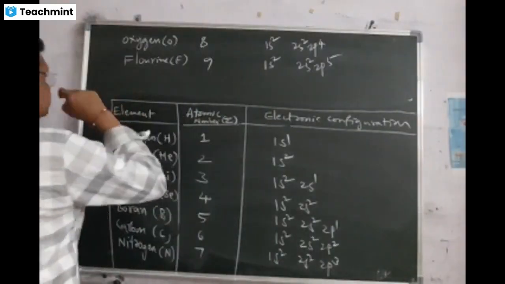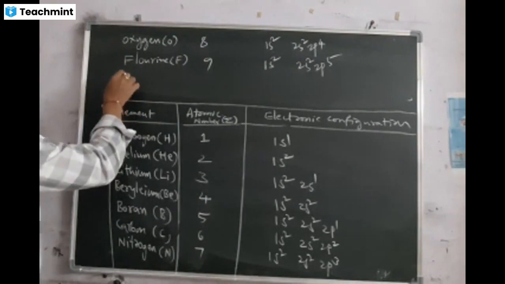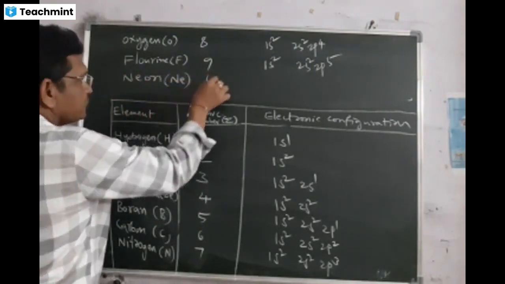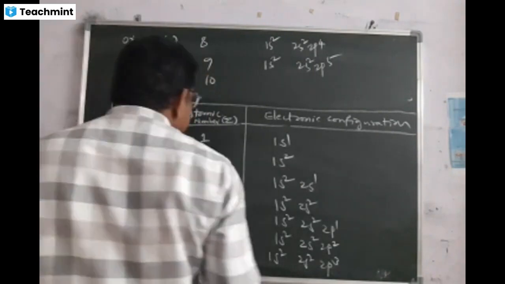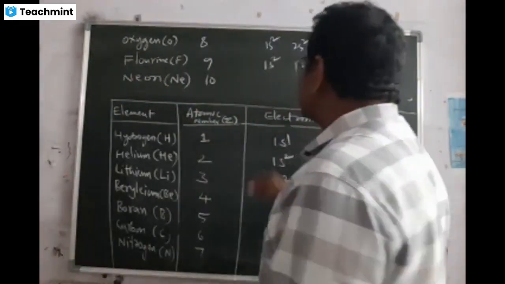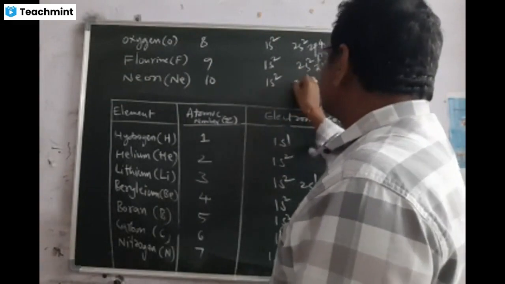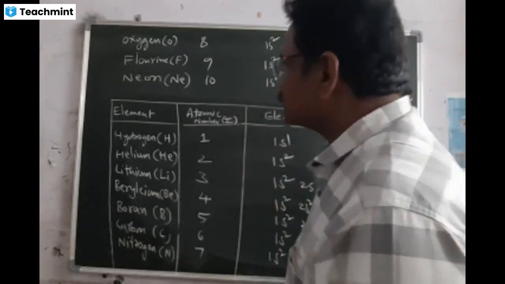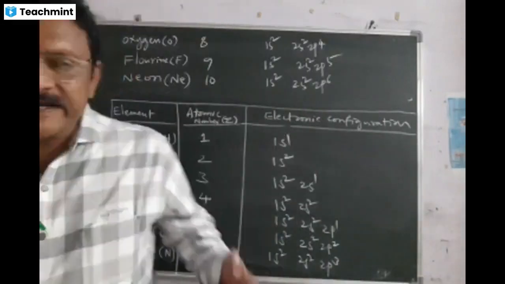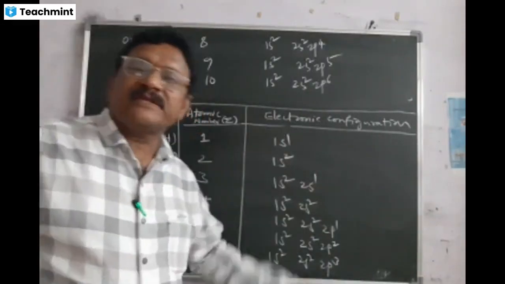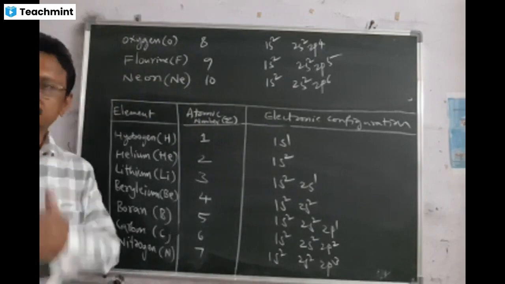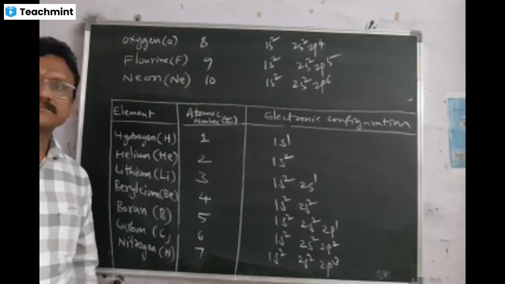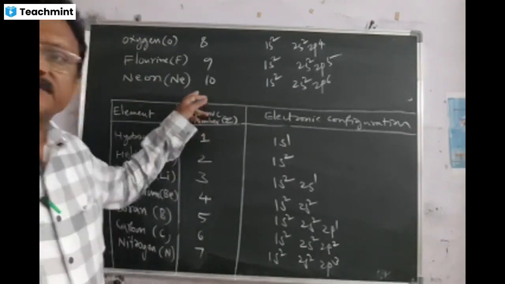After fluorine, the next element is neon. Neon's symbol is Ne. Atomic number is 10. That means 10 electrons are present in the neon atom. So the configuration should be 1s2, 2s2, 2p6. So far we have written the electronic configuration up to atomic number 10. Have you completed up to this?